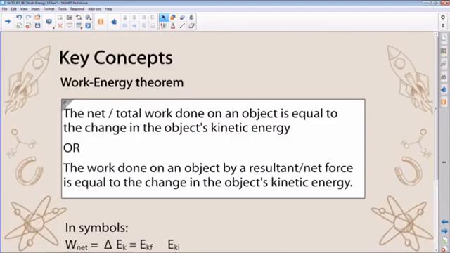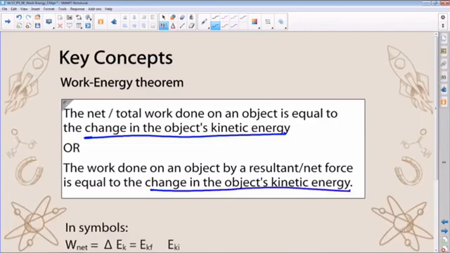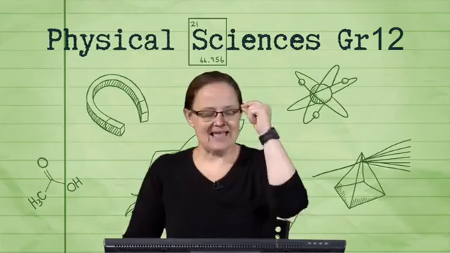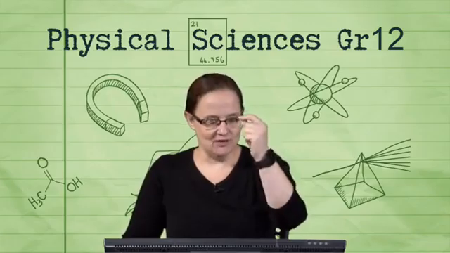The net work, or total work done, on an object is equal to the change of the object's kinetic energy, or the work done on an object by a resultant or net force is equal to the change in the object's kinetic energy. What's really important here is there has to be a change in kinetic energy. That means there has to be a resultant force.